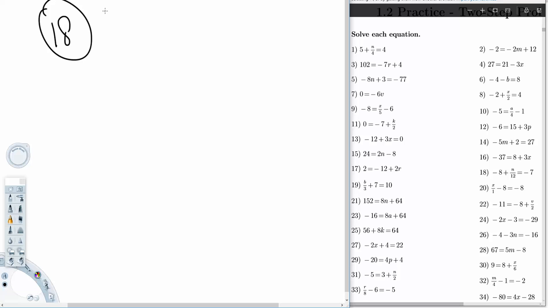Number 18 now, moving along. Minus 8 plus n over 12 equals negative 7. All right, so we know what this is. We know what this is. We have no clue what this is. We want to put what we know on one side right here.